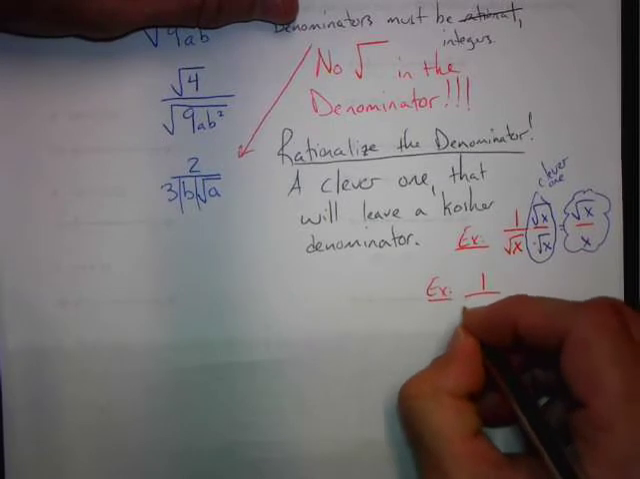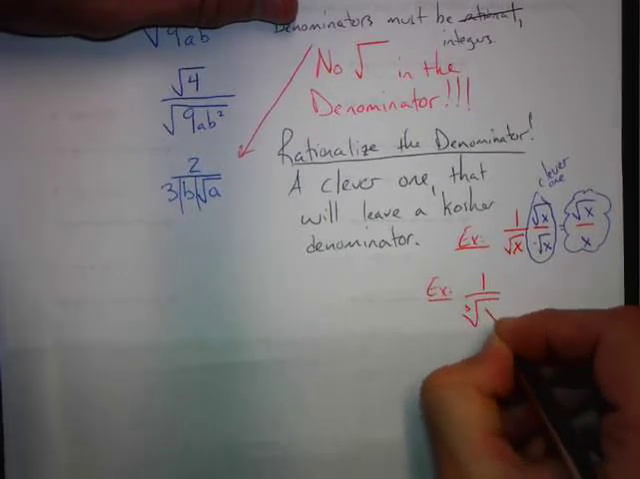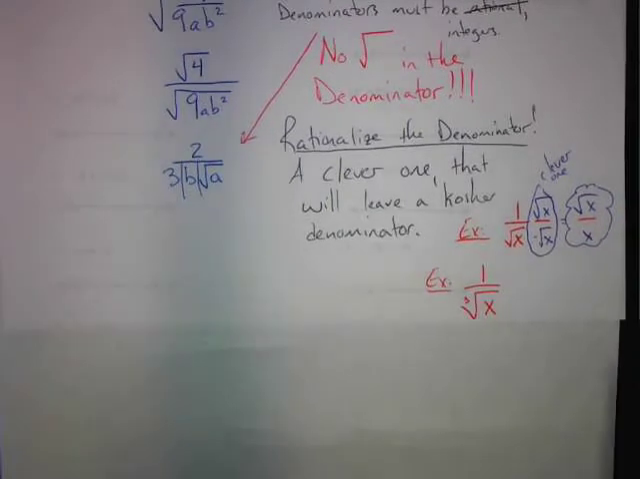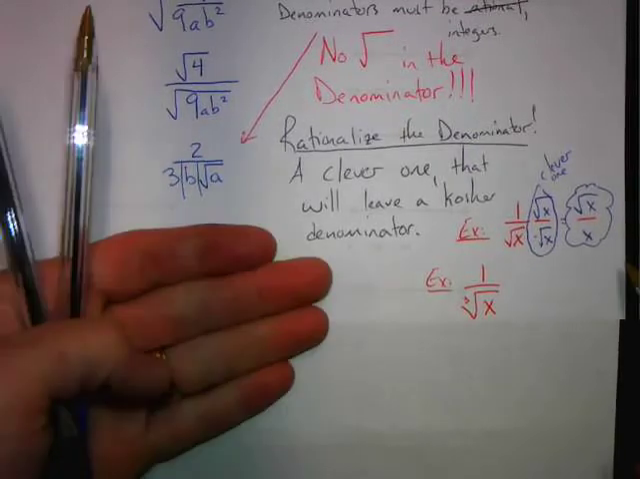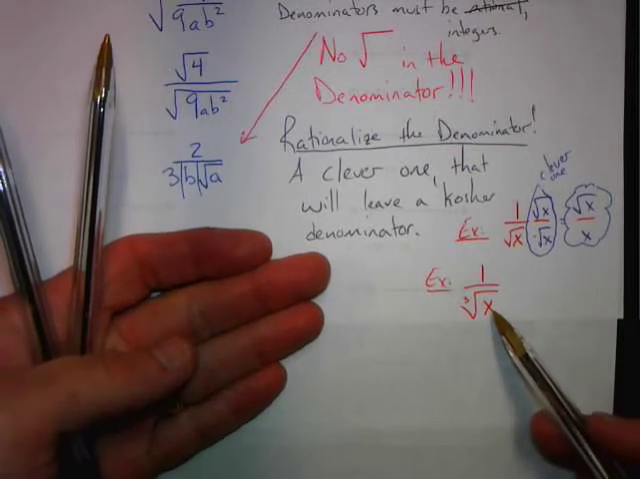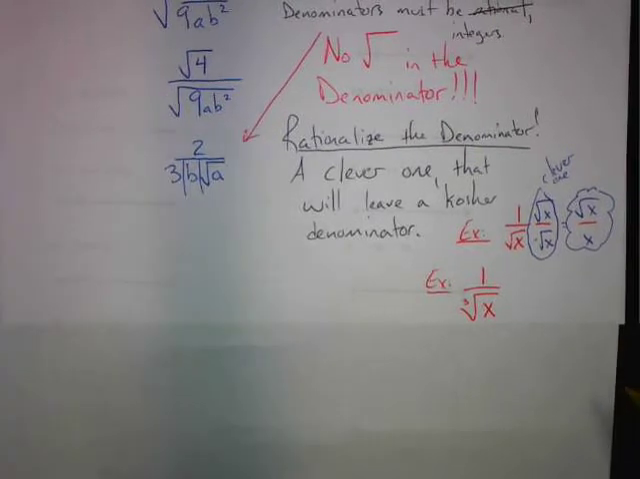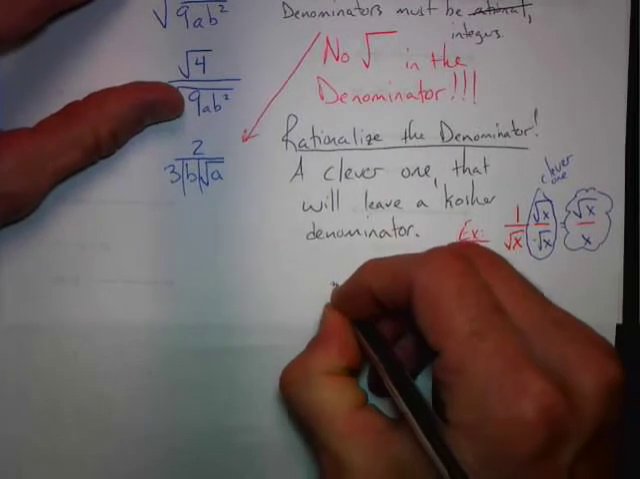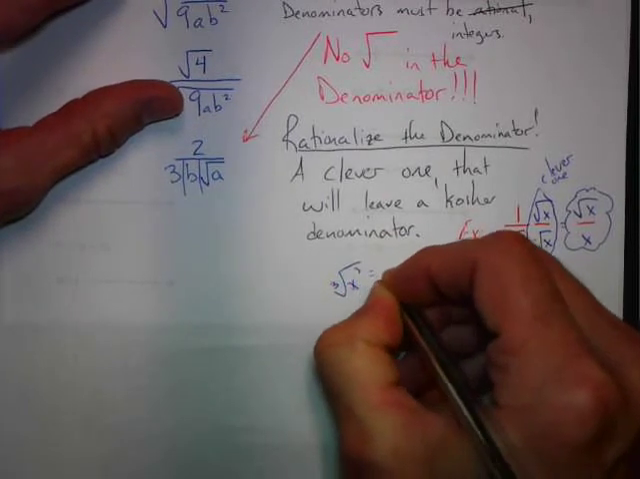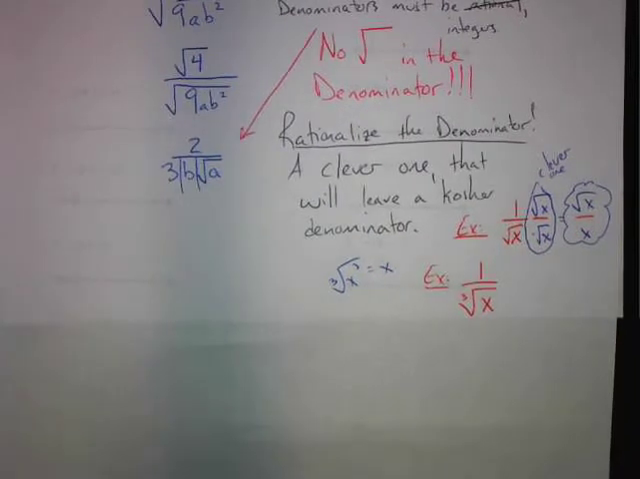What if I had 1 over the cubed root of x? This is where stuff gets nuts. Now remember, no radicals in the denominator. That's totally illegal. What do we do? We have to think of something I can multiply by the cubed root of x that would get rid of the radical. Did you know the cubed root of x cubed is x? Right, so you've got to remember that. The cubed root of x cubed is x.